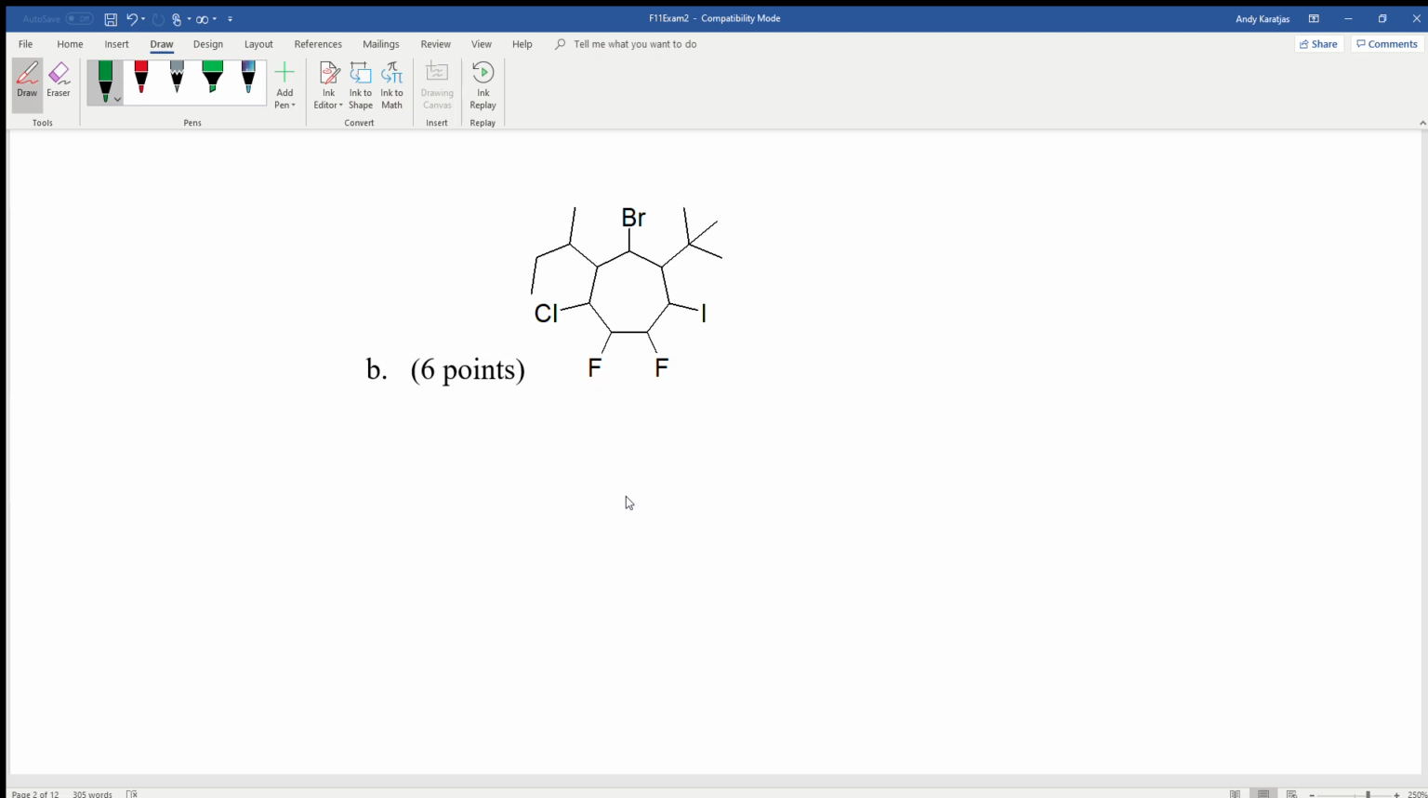For our second nomenclature question on this exam, finding our parent chain is relatively easy because there's no long chains coming off the ring, and so we know that the ring itself has to be our largest chain, or our parent chain here. And so that tells us we have a cycloheptane.